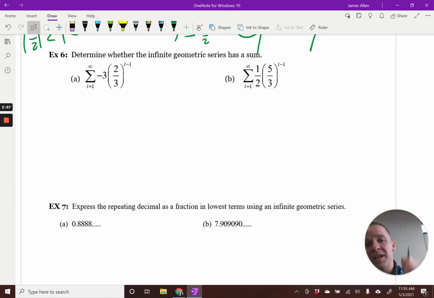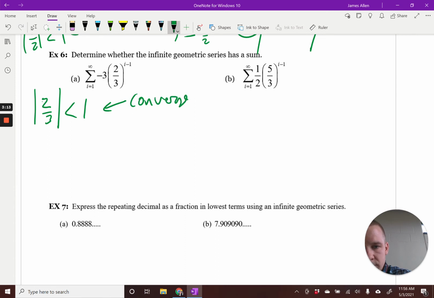Determine whether the infinite geometric sequence has a sum. Well, my common ratio in this first one is 2/3, right? That's what's being raised to that power. So, since the absolute value of 2/3 is less than 1, it converges. And it doesn't really ask us to find the sum. That's kind of cool, right? So, we're done. If you'd like to try it, here it is.